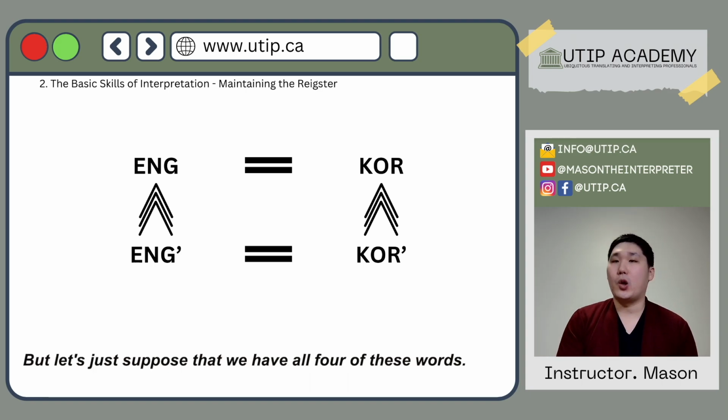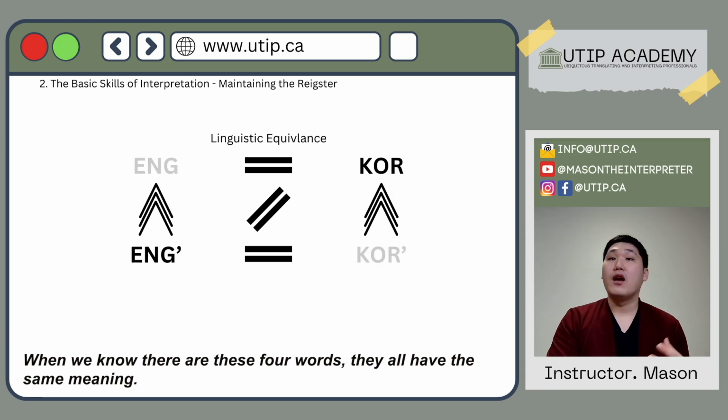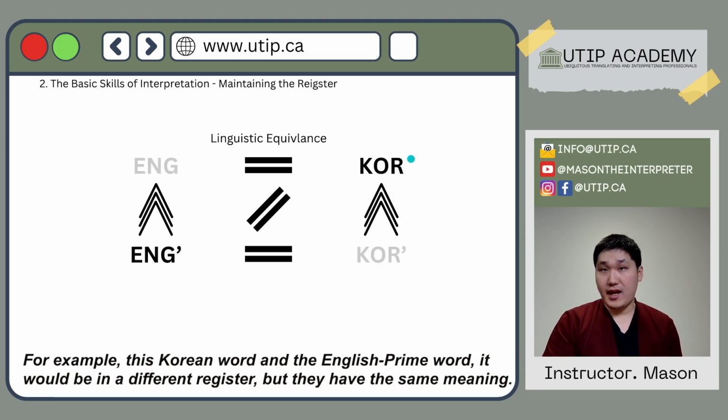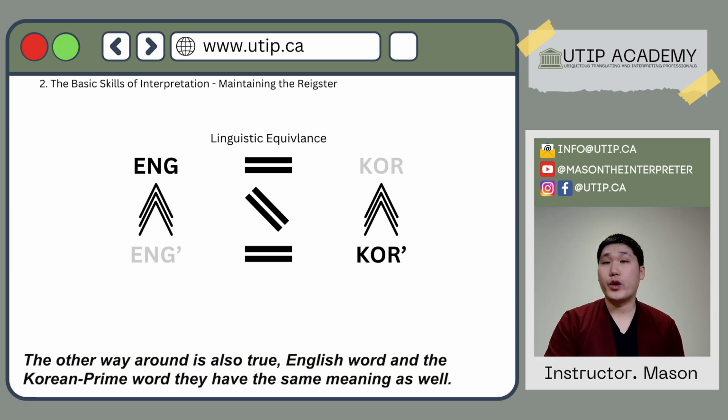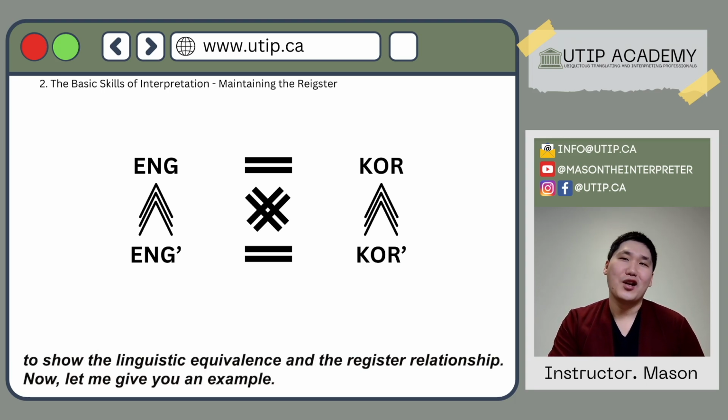But let's just suppose that we have all four of these words. When we know there are these four words, they all have the same meaning. For example, this Korean word and the English prime word, it would be in a different register, but they have the same meaning. The other way around is also true. The English word and the Korean prime word, they have the same meaning as well. So in conclusion, we have this pretty looking symbol everywhere to show the linguistic equivalence and the register relationship.